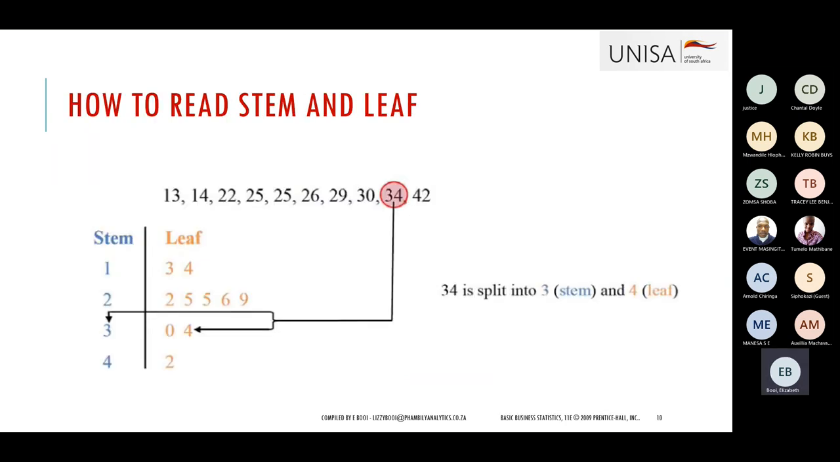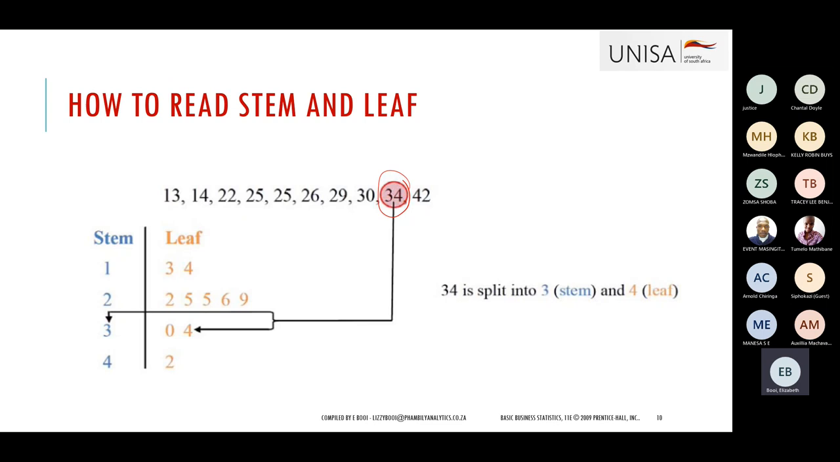Like I said, explaining how we draw up the stem and leaf plot, always remember that if they give you a stem and leaf plot, you can take a stem and leaf plot and put it as a data set. So a 3 and a 4, it's 34, because it's split into 3 as a stem and 4 as a leaf.